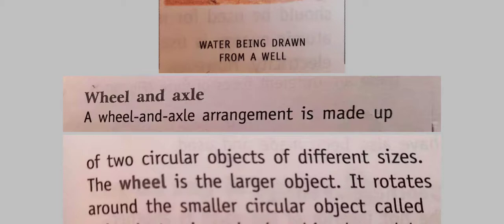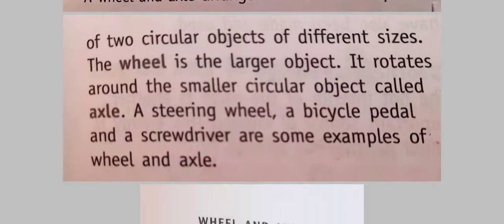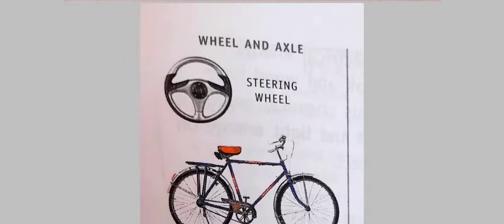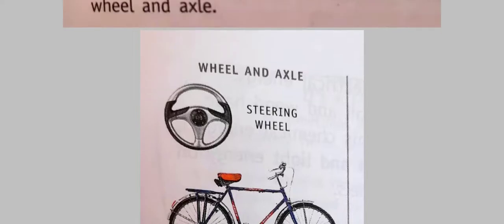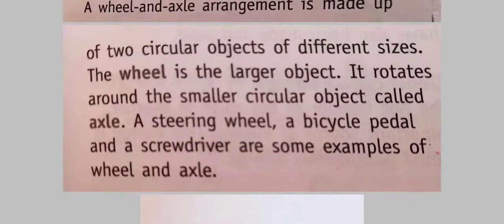Wheel and axle. Wheel and axle is an arrangement made up of two circular objects. See this figure. This is the wheel and axle arrangement. Wheel and axle is made up of two circular objects of different sizes. First, we will read this. I will explain to you. Wheel is the larger object, and it rotates around a smaller circular object called the axle.